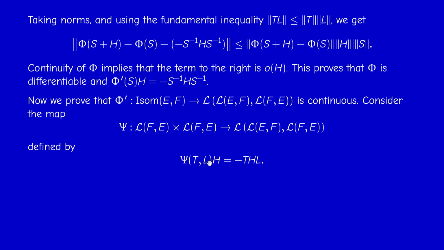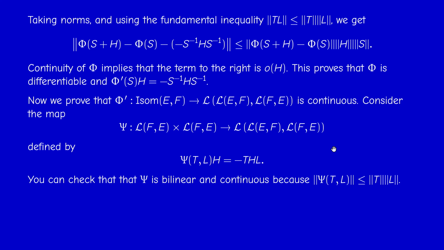And now it's easy to check that as a function of t, l, it's bilinear, because it's linear in each variable. Put t1 plus t2 instead of t, and then instead of l, same, because it's symmetric, and a constant multiplied can be put outside. So it's really easy to check that psi is bilinear, and it's indeed continuous, and the norm of psi t l is less than the product of the norms. So the norm of psi is less than or equal to 1.